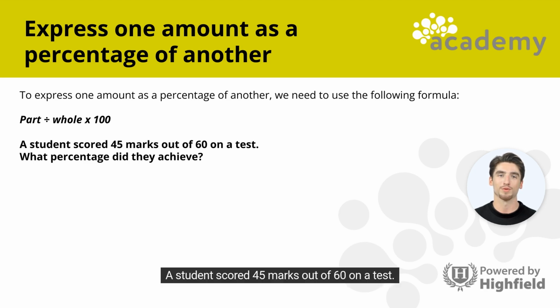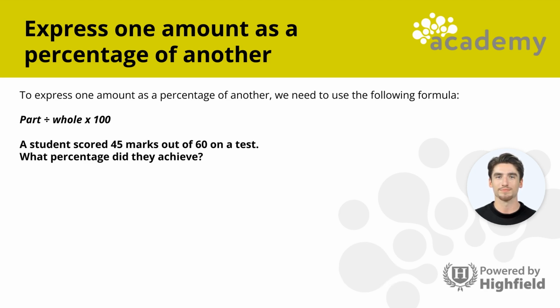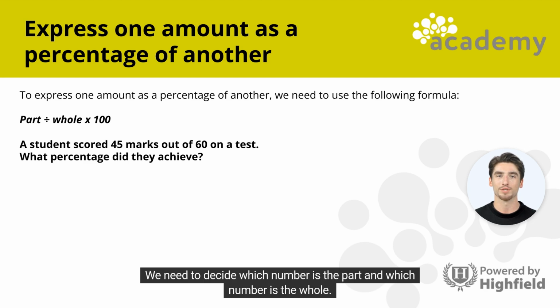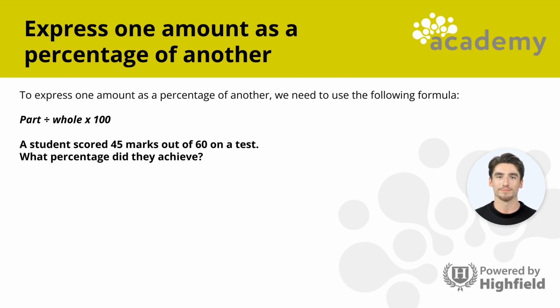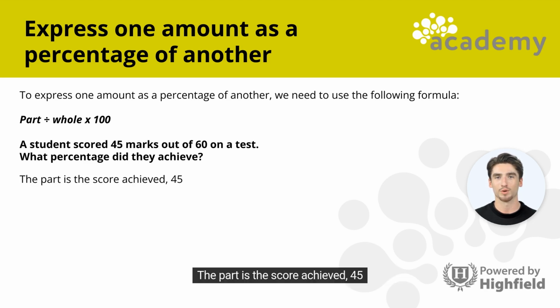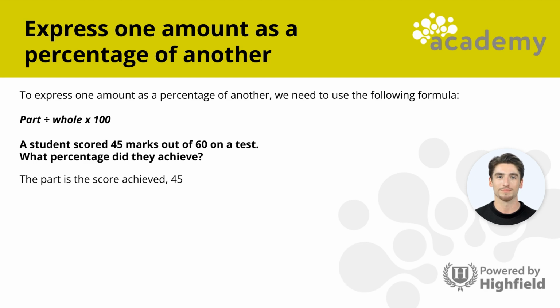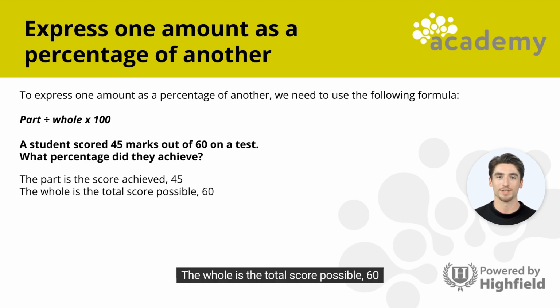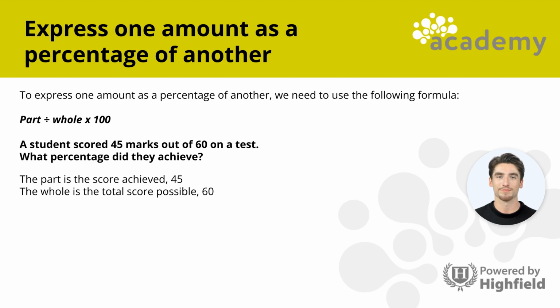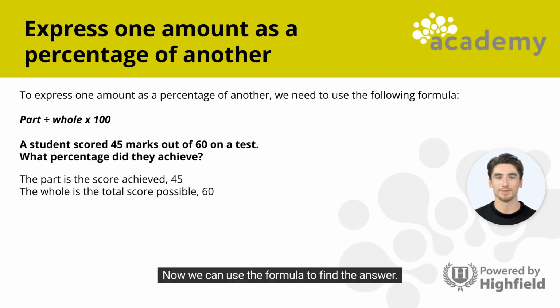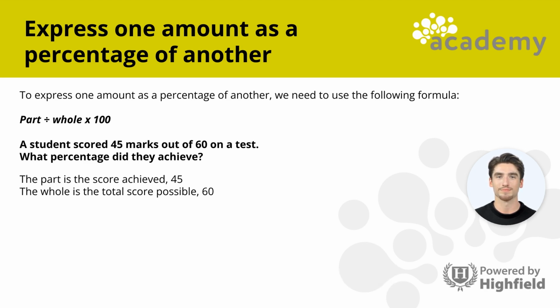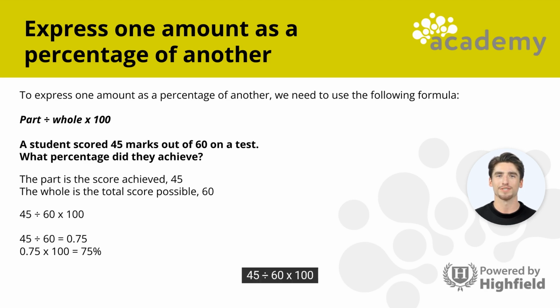A student scored 45 marks out of 60 on a test. What percentage did they achieve? We need to decide which number is the part and which number is the whole. The part is the score achieved, 45. The whole is the total score possible, 60. Now we can use the formula to find the answer. 45 divided by 60 multiplied by 100.